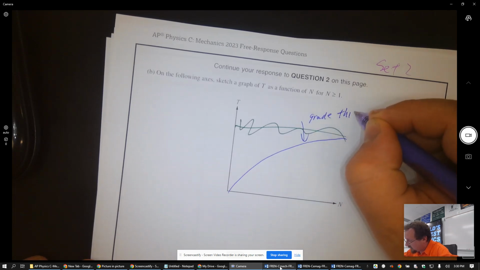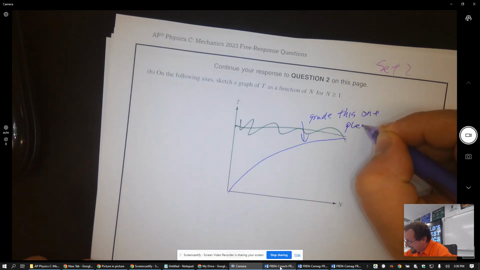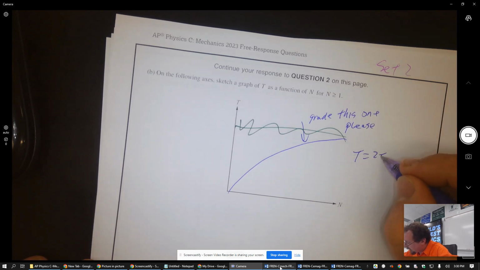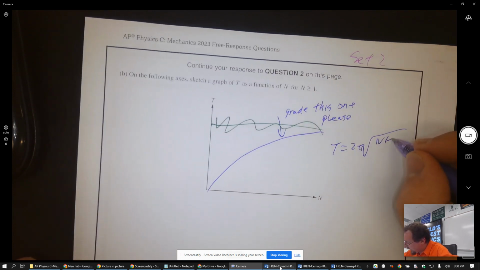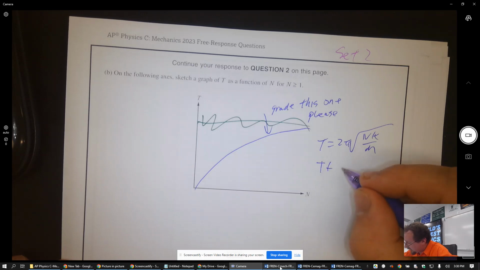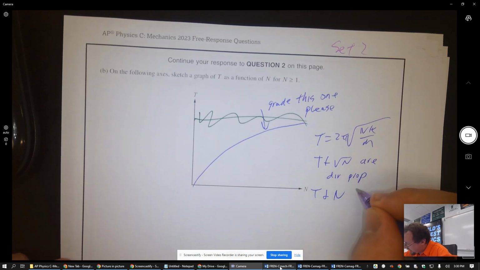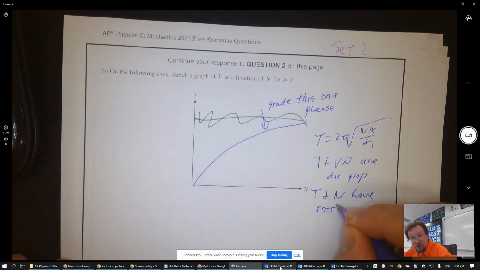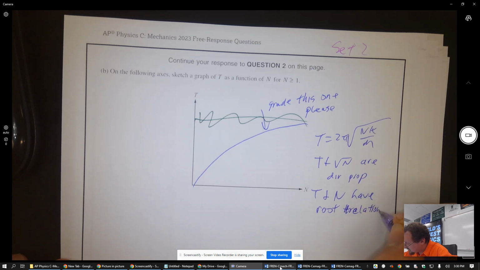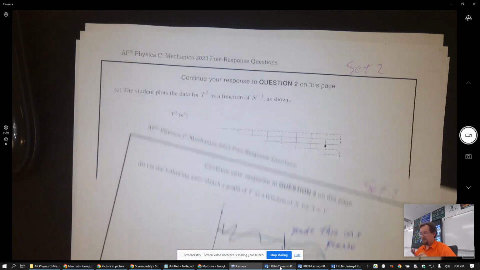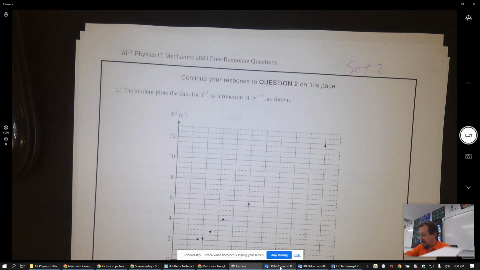Grade this one, please. And why? Because 2 pi radical of M over NK means period and square root of N are directly proportional, or period and N have what I call a root relationship. All right, one entire page for that.